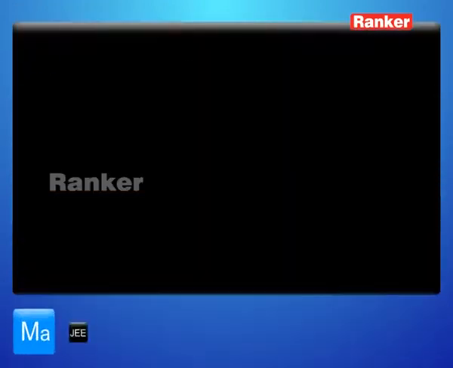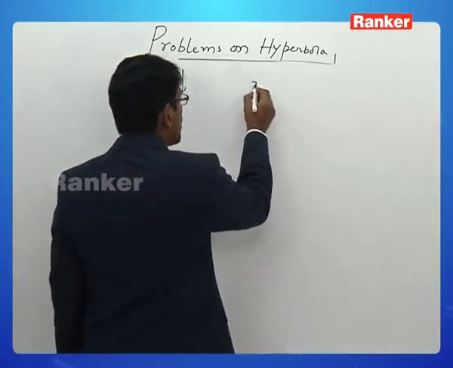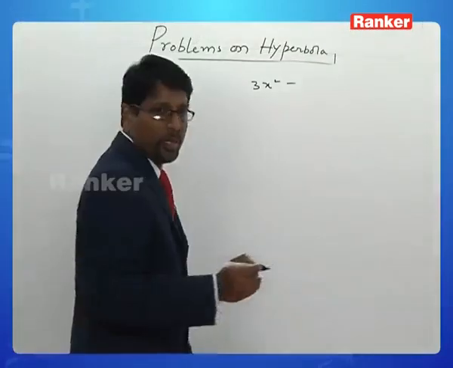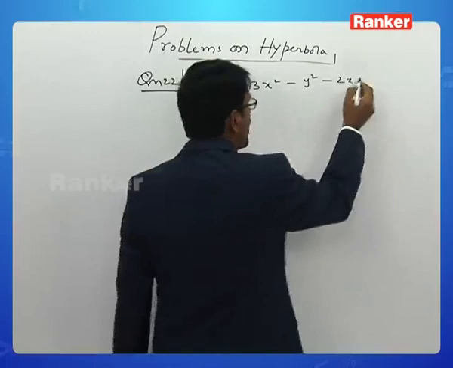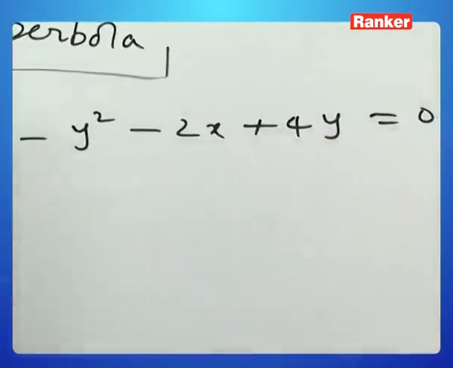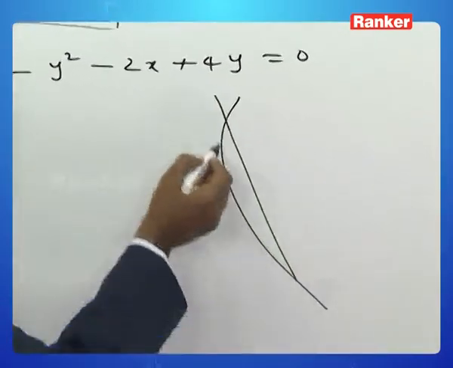Question number 22. All chords of the curve 3x square minus y square minus 2x plus 4y equals to 0, which subtend a right angle at the origin, pass through a fixed point. Options are 2 comma minus 1, second option 1 comma 1, third option 2 comma 3, fourth option 1 comma minus 2. Now the curve is given to be 3x square minus y square minus 2x plus 4y equals to 0. Now there are some chords which subtend a right angle at origin.